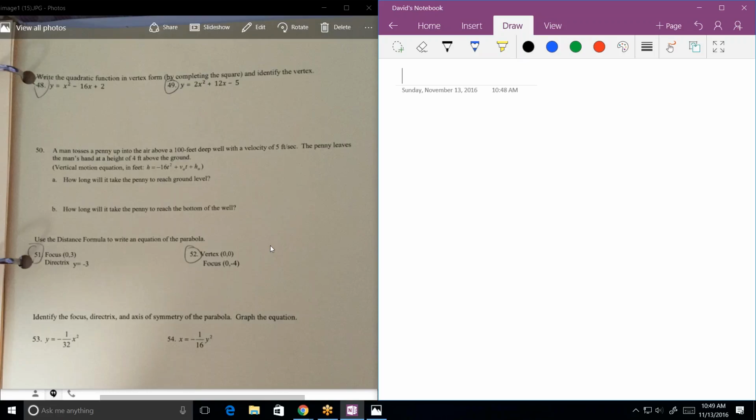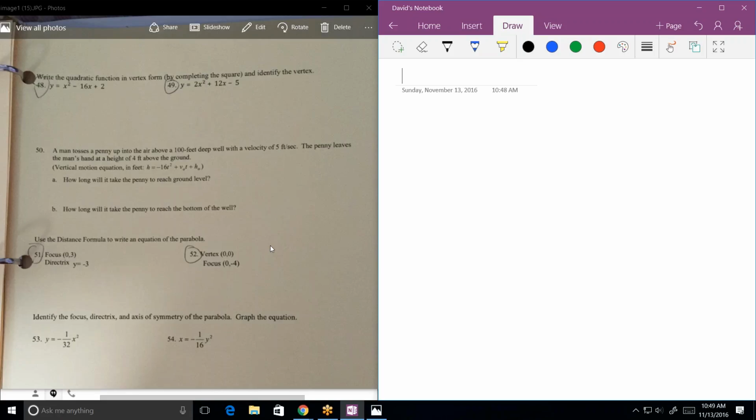In other words, how long does it take the penny to reach the ground? Well, that's when h is 0. Just substitute 0 and solve. How long will it take the penny to reach the bottom of the well? Well, that's when h is minus 100. So you plug in h of minus 100 and solve. But, okay, I can appreciate that these are going to be kind of hard.